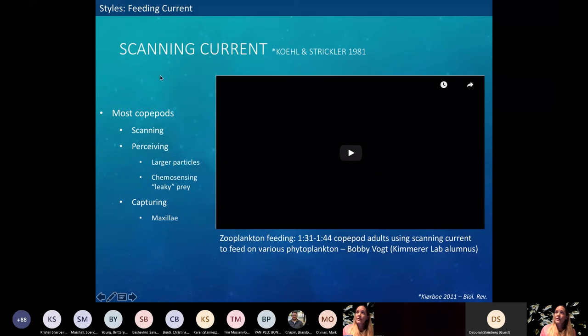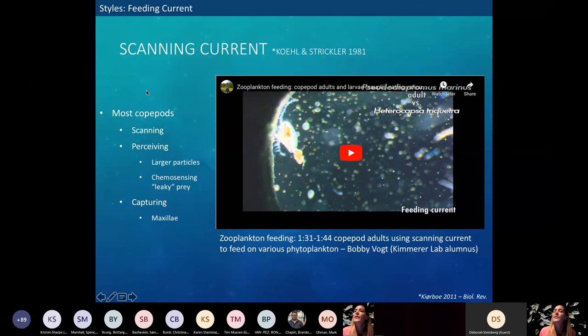Then we also have the feeding current, scanning current feeders. And this is sort of a selective version of feeding current feeders, described, I believe, initially by Yen and Strickler in 1981, where they did these unique experiments, literally gluing a dog hair to the back of a copepod and then filming it feeding with high-speed videography. And they found that this copepod would generate its feeding current. And when it sensed, I believe chemosensed, a larger, tastier prey item entering its sort of aura, it didn't come into contact, so it was definitely sensing the chemicals in the water. It would reach up and grab that prey item. So it was selectively scanning and grabbing tastier particles.